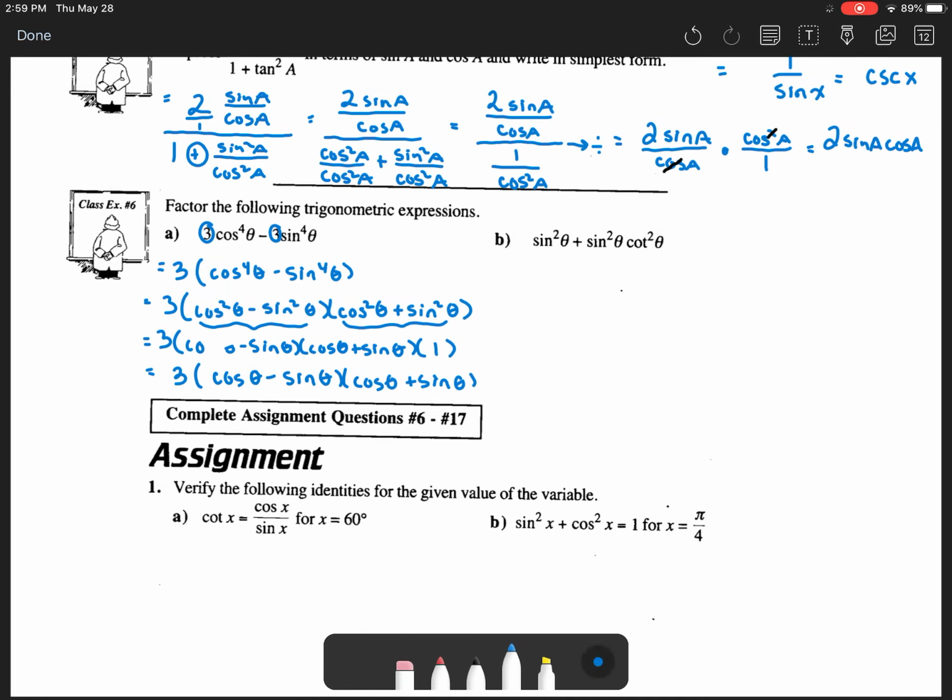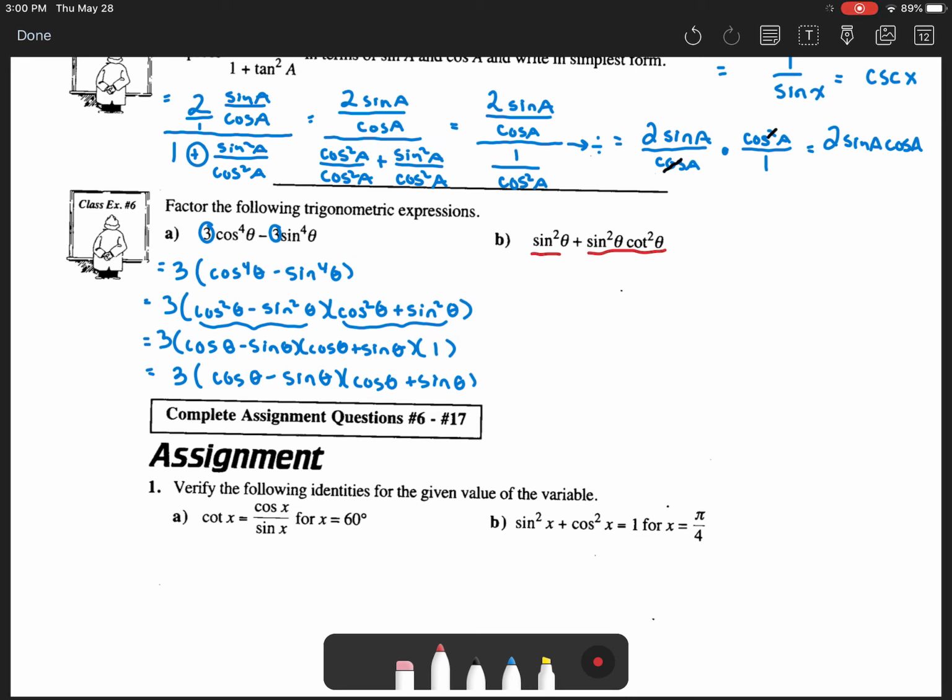So 3 times cos of theta minus sine of theta and cos of theta plus sine of theta. And I just noticed as I was writing, I should not have a squared there. Oops, apologize. That's simply just cos of theta, not cos squared. So your final expression is 3 times cos theta minus sine theta, cos theta plus sine theta.